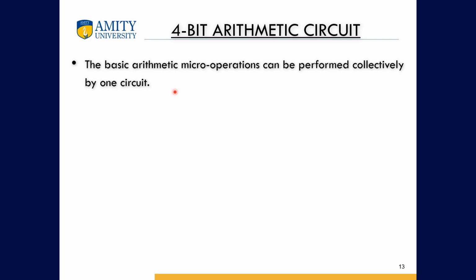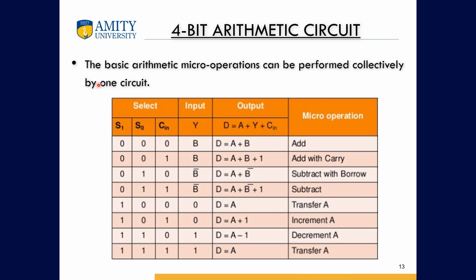A 4-bit arithmetic circuit can perform micro operations collectively, and they can be done using just one circuit. The following is the truth table for arithmetic operations. When we have select lines S0 and S1 using the following inputs, and then we have the carry bit, the input we give at Y along with the selection lines and the carry bit is going to give us the output as follows. The micro operations that can be performed are given in the table. We have add with carry, subtract with borrow, subtract, transfer A, increment A, decrement A, and transfer A again. Based on these combinations, all these operations can be performed depending on the inputs.